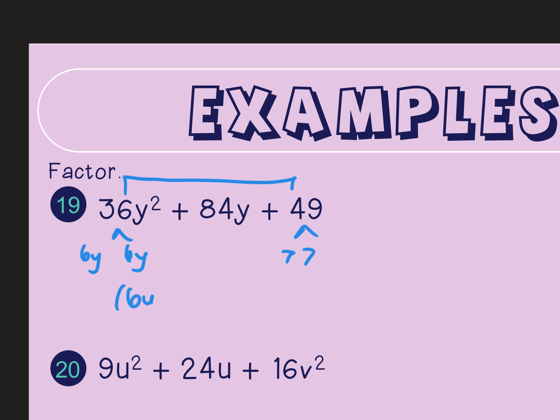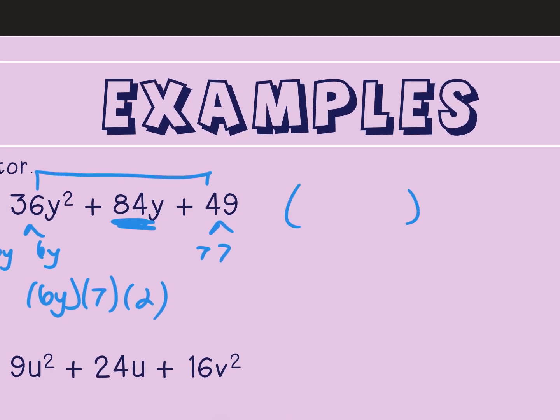What is 6y times 7 times 2? It's 84y. Isn't that what we're looking for? So what does my parentheses say? 6y in the front, 7 in the back, and what sign in the middle? A plus sign. And how many of those do I have? 2, so I square it.